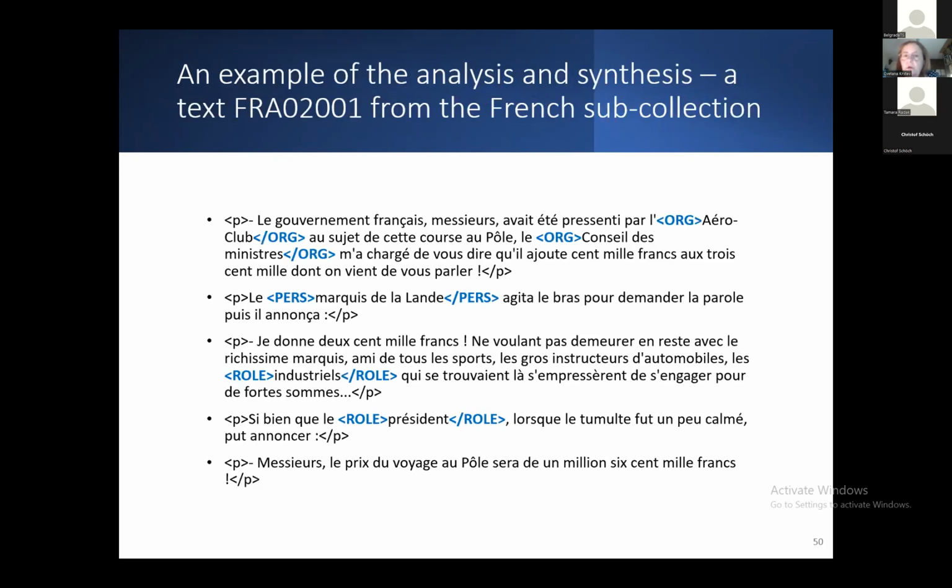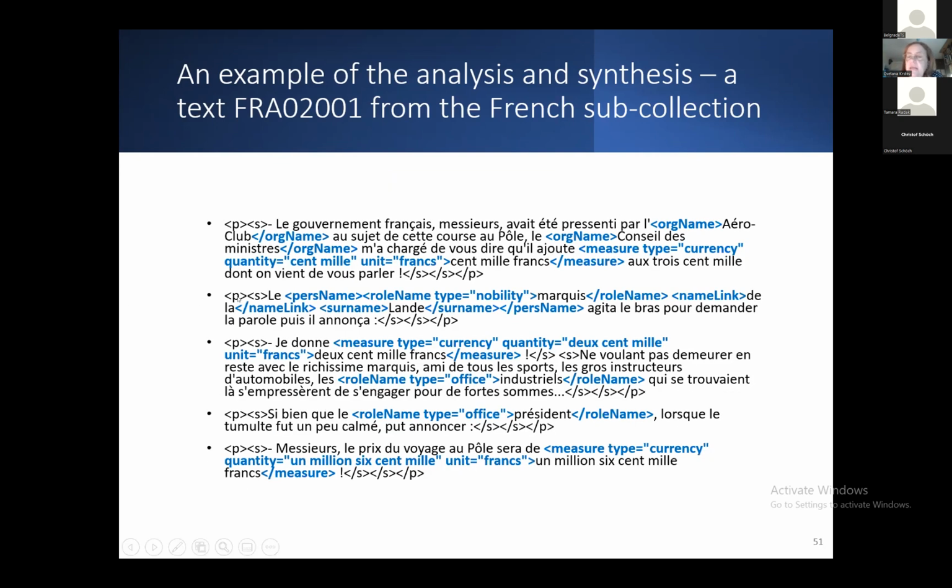This is an example of the analysis and synthesis. And this is a French text. We have already seen this text from the French sub-collection. It had been tagged with these 7 tags that were used for level 2 coding. So you see tag ORG for organization, PERS for persons, ROLE for roles, etc. This is the distant reading named entity tag set.